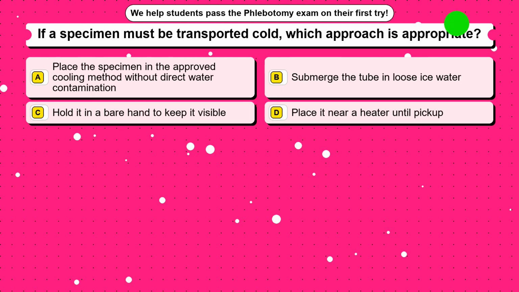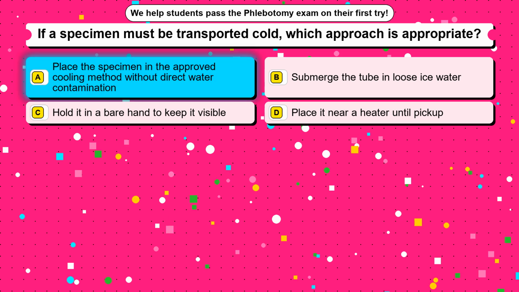Question 73. If a specimen must be transported cold, which approach is appropriate? Option A. Place the specimen in the approved cooling method without direct water contamination. Option B. Submerge the tube in loose ice water. Option C. Hold it in a bare hand to keep it visible. Option D. Place it near a heater until pickup.